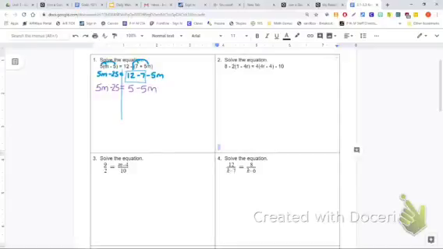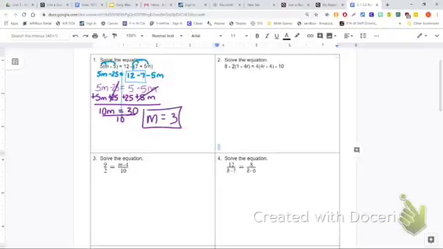So now that we've done that, we can get our letters to the left, numbers to the right. I'm going to plus 5m on both sides. Sorry that my font's changing here, guys. And I'm going to add my numbers to the right-hand side. So when we do this, I get 10m equals 30. Divide both sides by 10, and m equals 3.